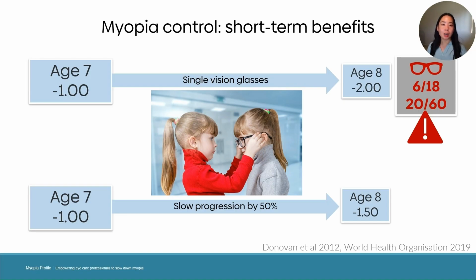Whereas in the second scenario, her presenting acuity with myopia control glasses or contact lenses she got a year ago would more likely be 6/9 or 20/30, which is substantially better. And it's also a very different visual experience to being essentially visually impaired.